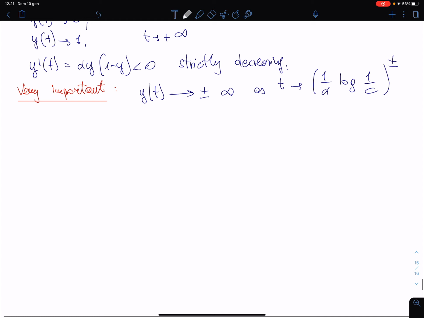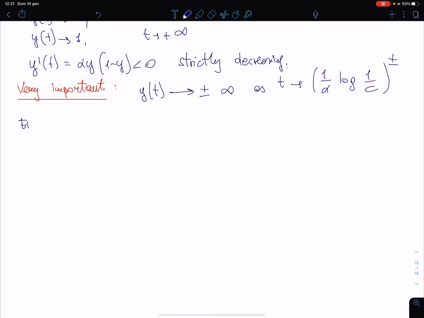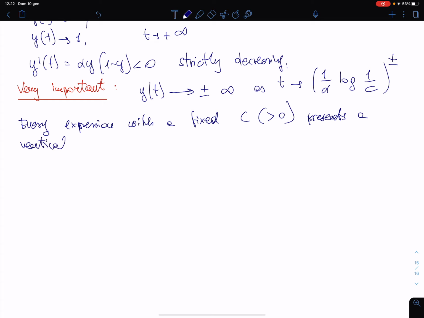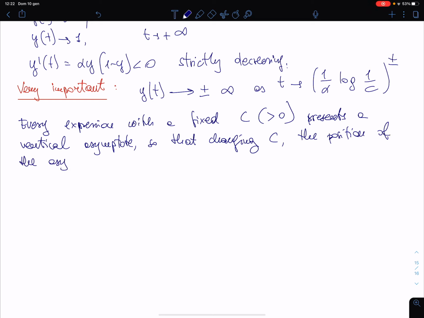So I write here: every expression with a fixed C, which is always positive, presents a vertical asymptote, so that changing C the position of the asymptote changes, and the corresponding solutions never meet the previous ones, the other ones.